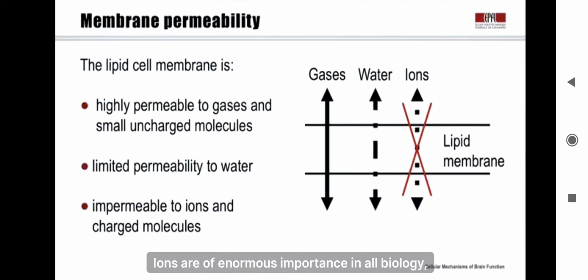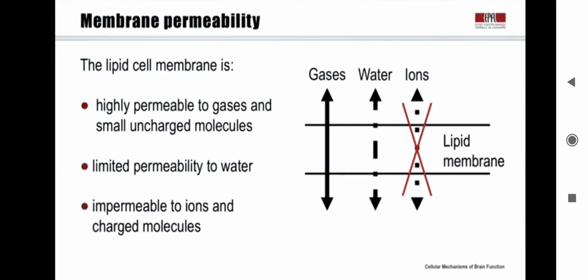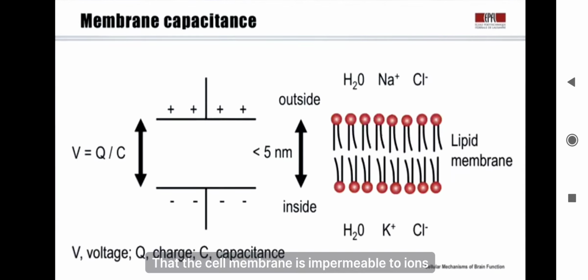Ions are of enormous importance in all biology, but nowhere more so than in the context of brain function. Ions are charged, and it is this charge of the ions that forms the basis of electrical signaling in the nervous system. That the cell membrane is impermeable to ions means that there can be different concentrations of ions on the two sides of the cell membrane.